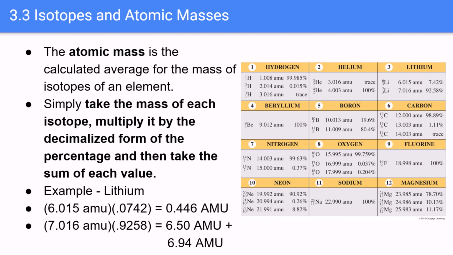I do the same thing for the second isotope. I take 7.016 AMU and multiply that by 0.9258, and what I get is 0.446 AMU and 6.50 AMU respectively for each multiplication I did. I add those two together and I get 6.94, which is exactly what I find on the periodic table. So given any set of isotopes and their weights, you can very easily determine what the average atomic mass is going to be on the periodic table, or the atomic mass as it's listed here.